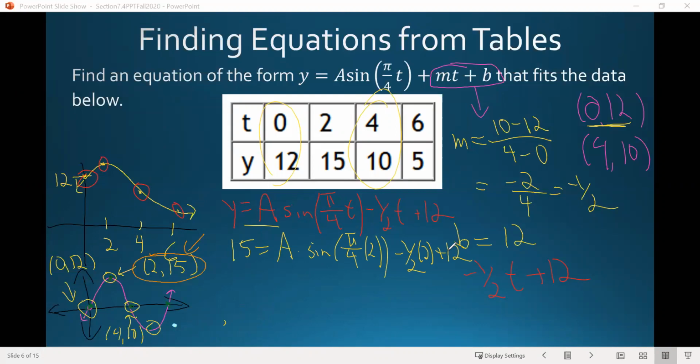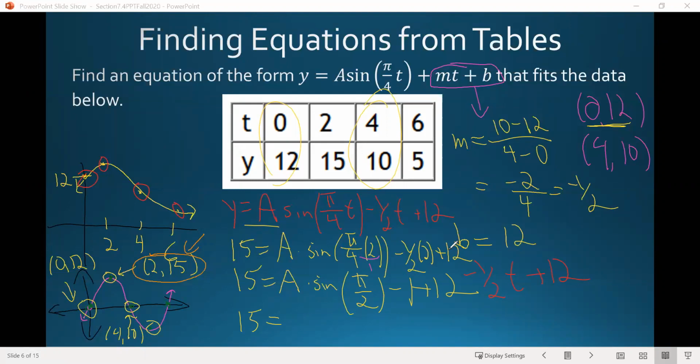If we now work that out, we will have 15 equals a times sine pi over 4 times 2. We can make that 2 over 1. So we get 2 pi over 4, which reduces to pi over 2, minus 1/2 times 2, which gives us minus 1 plus 12. And then we would have 15 equals a times sine of pi over 2.